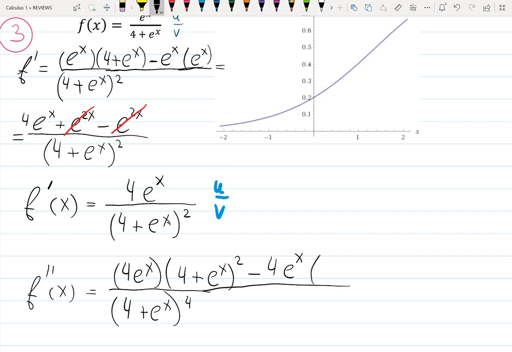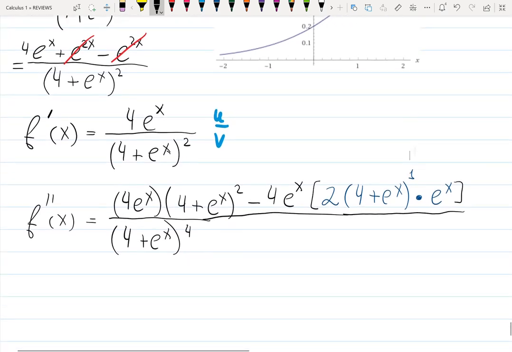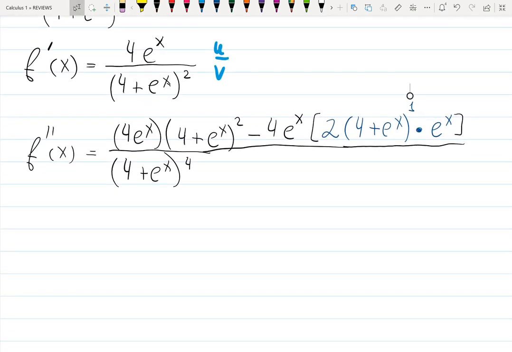And then when you differentiate the denominator, that involves the chain rule. 2 goes down, copy 4 plus e to the x, change the exponent to 1, times the derivative of the function inside. 4 plus e to the x gives me e to the x. Don't mess up parentheses. To not mess up parentheses, I will put brackets over here and over here. And this is my second derivative, piece of cake. Yeah, I'm joking, we need to simplify this.